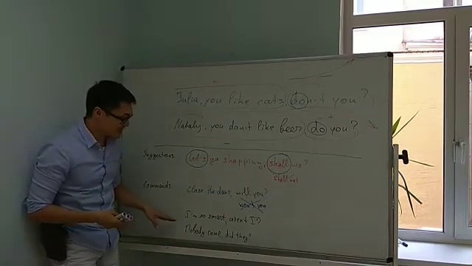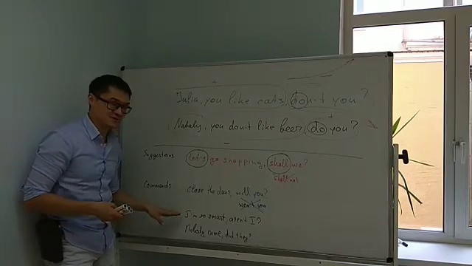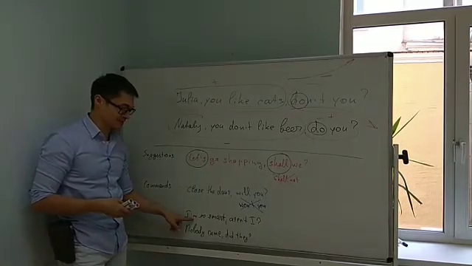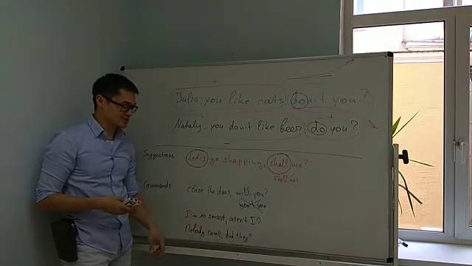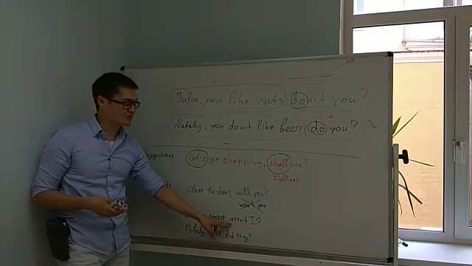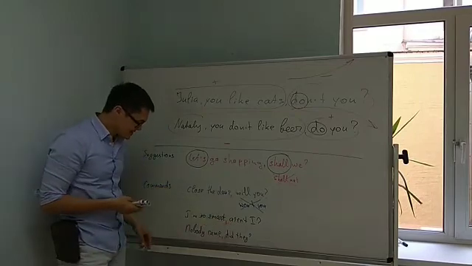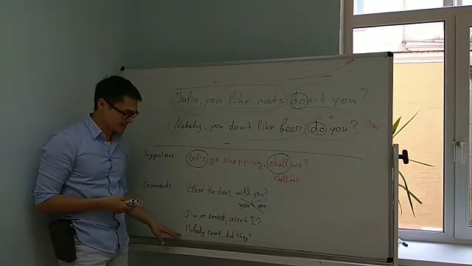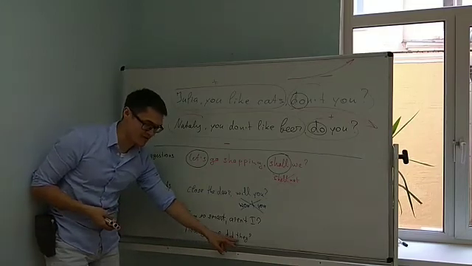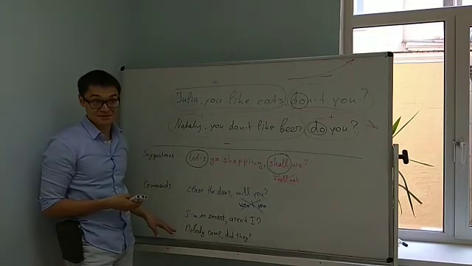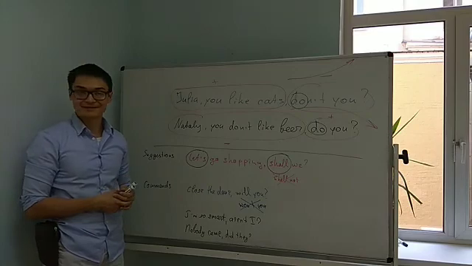And next one, I'm so smart, aren't I? When you make a positive statement about yourself using am, using to be. So there is no such contraction as amn't. That's why you have to use aren't. And the last one is nobody came, did they? Right? Nobody's negative, and you refer to it with the word they. Right? Nobody came, did they. Alright? That's pretty much it.